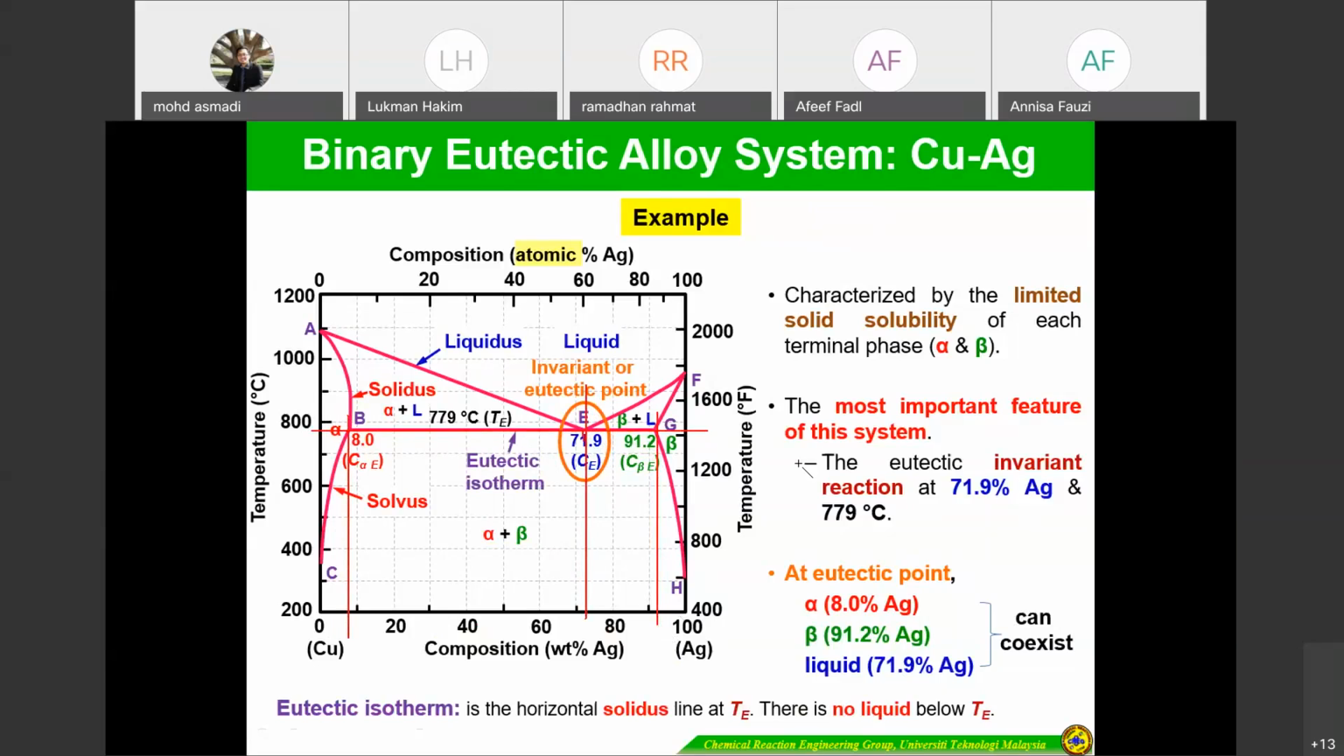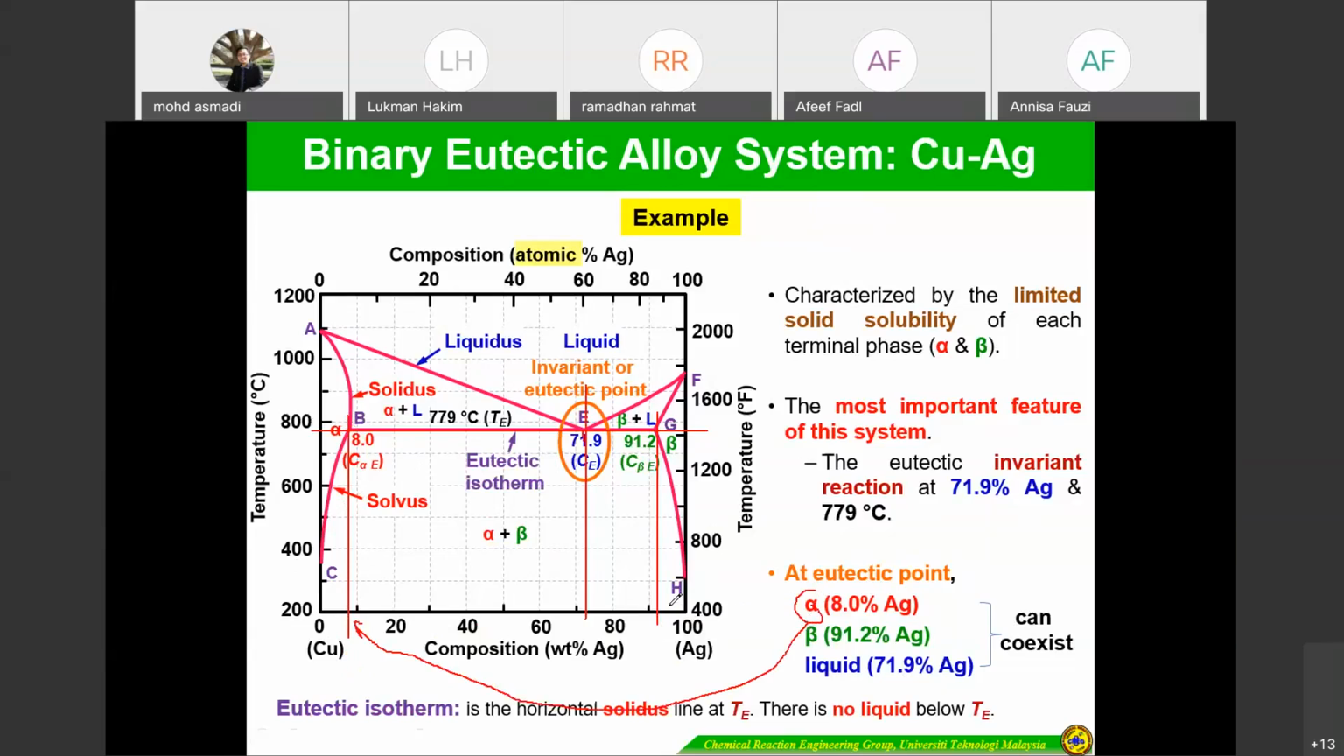Okay, so you can see here that alpha is around 8% here. Okay, this is alpha. So only 8% of argentum becomes solute for argentum.